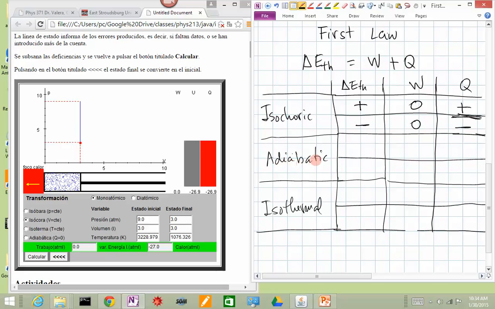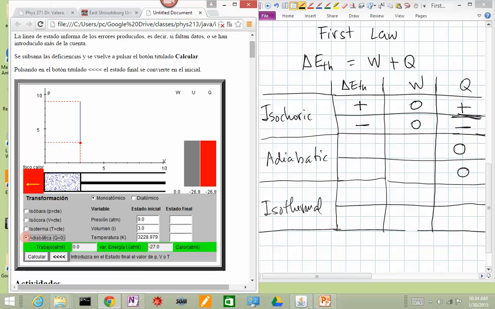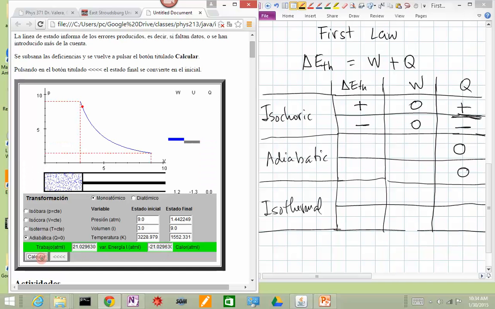Let's look at an adiabatic process. An adiabatic process is one in which there's no heat going in or out of the system. So then we have 0 and 0 here. And let's see what happens for an adiabatic process. Let's start with a volume of 3. Let's do an expansion, a volume of 3, and finish with a volume of 9. And let's see what happens here. So this is your adiabatic process.